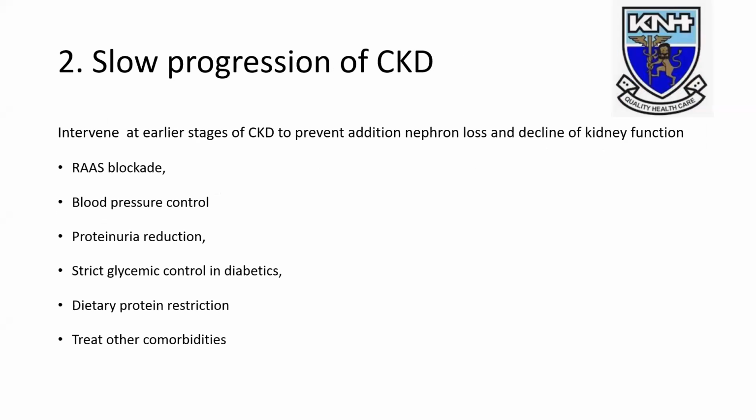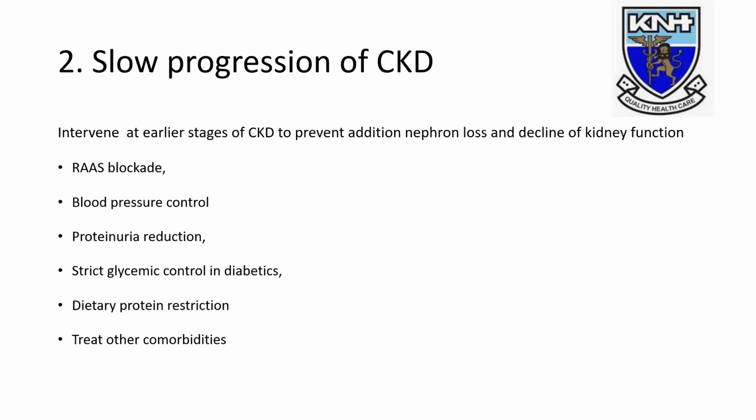The second step of treatment is how we can slow down the progression of chronic kidney disease. It requires intervening at the early stages to prevent additional loss of nephrons and decline of kidney function. One of the methods that has been successful, especially in adult populations, is blockade of the renin-angiotensin-aldosterone system. This has been helpful to reduce proteinuria in chronic kidney disease, so I use ACE inhibitors and ARBs. The recommendation is to start at stage 2 to stage 3. When you find the creatinine increasing more than 30% after starting ARBs or ACE inhibitors, it is recommended to stop the treatment.